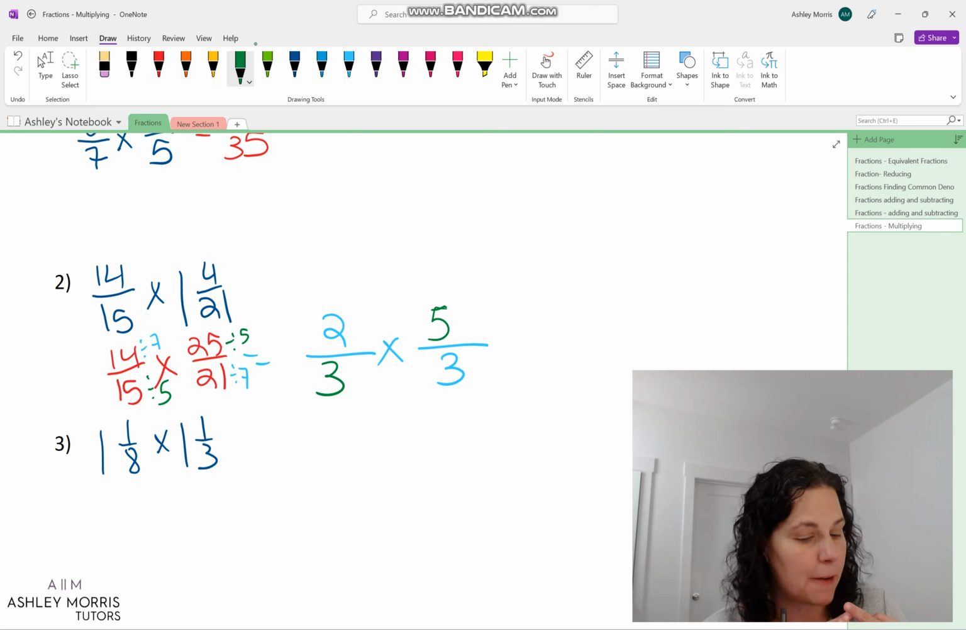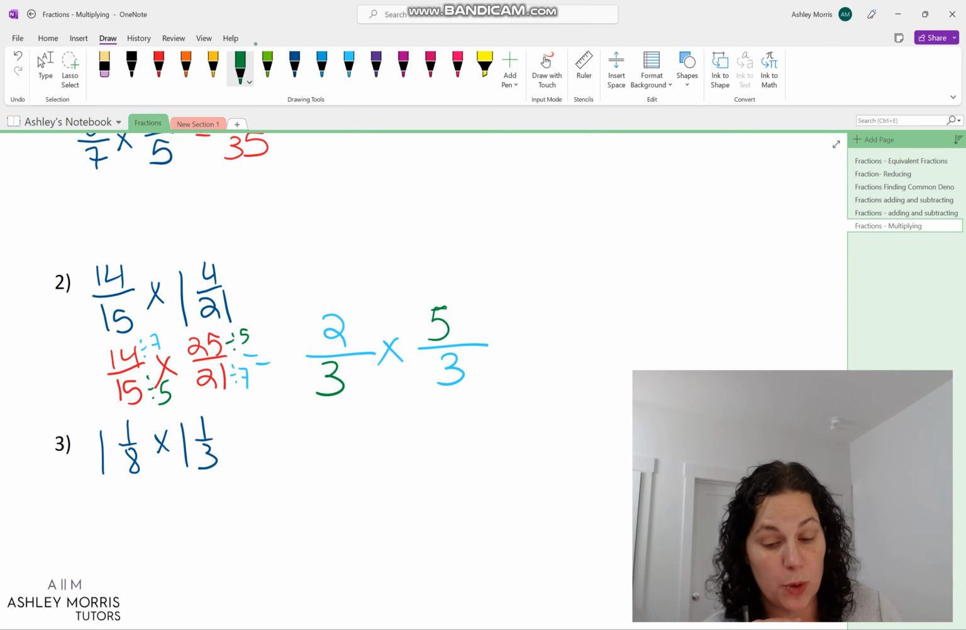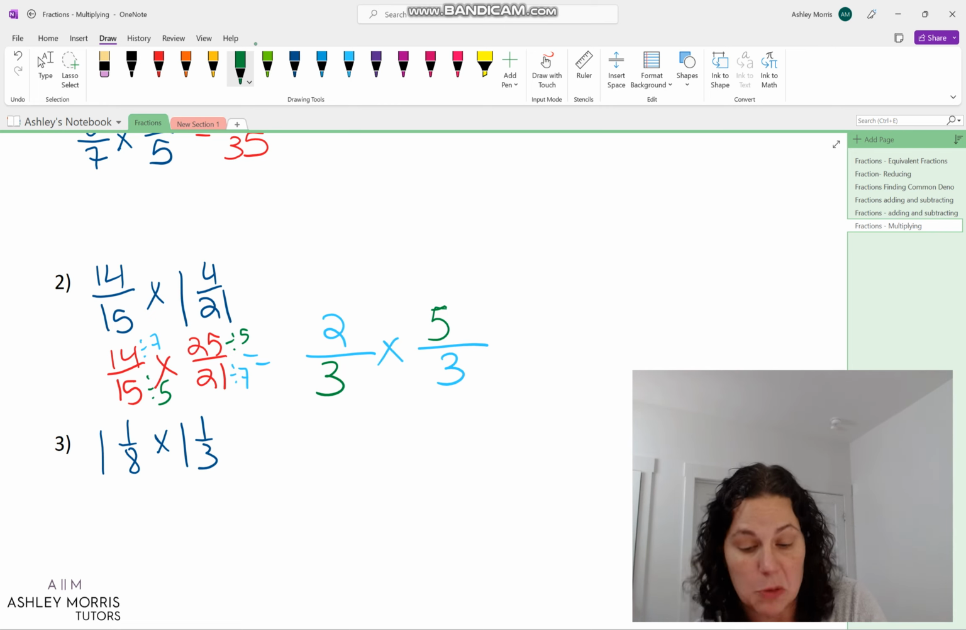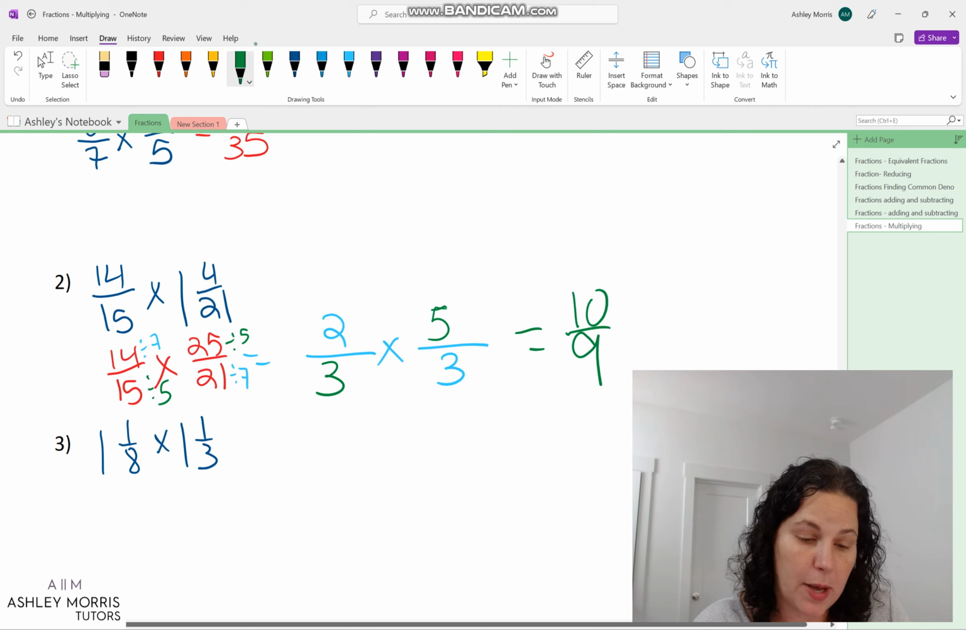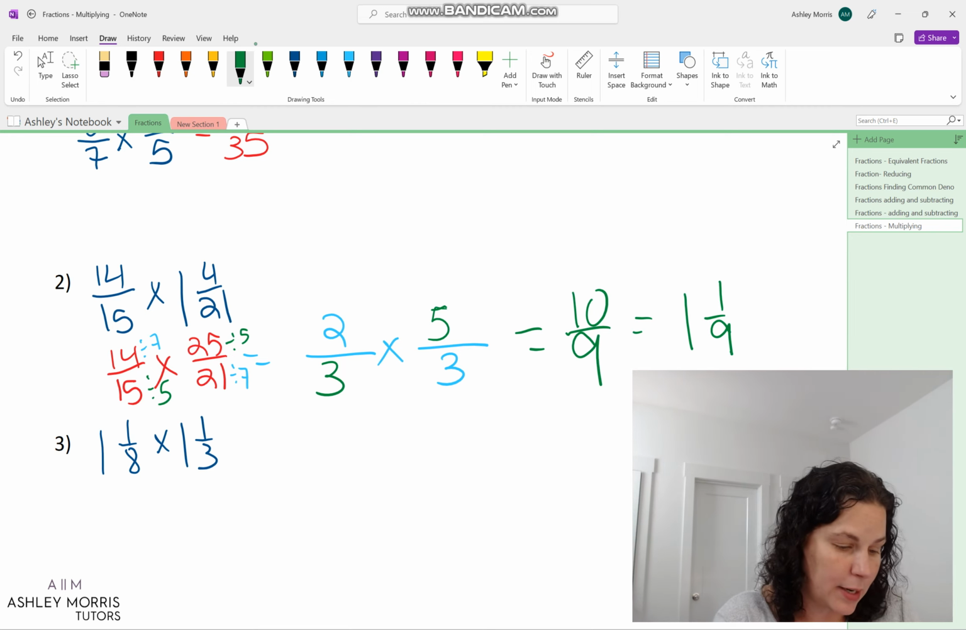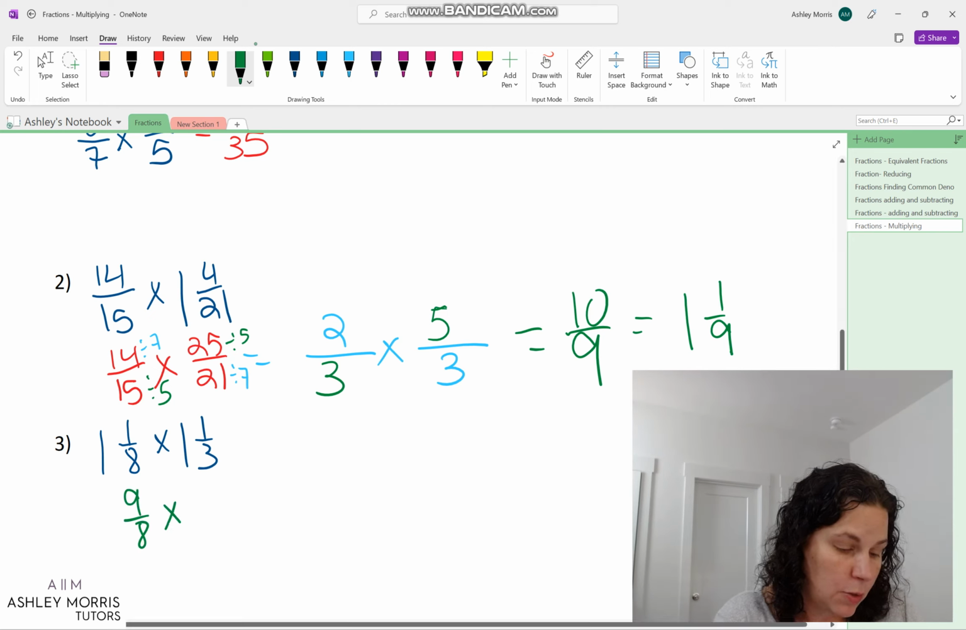So cross-canceling, we're reducing inside the problem. You do not have to do that. You can multiply 14 times 25, 15 times 21, and then reduce all the way at the end. That's totally fine. And you get 10 over 9 no matter what, which is 1 and 1/9. Last one. 8 times 1 is 8 plus 1 is 9. 3 times 1 is 3 plus 1 is 4.